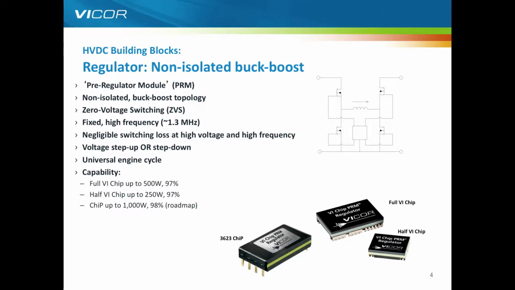So the first of the components today is a non-isolated buck-boost converter. So here we have an arrangement of 4 switches around a central inductor, and the pattern by which we turn those MOSFETs on and off takes power from one side of the device, the left-hand side, to the right-hand side, and we can adjust the voltage or regulate that voltage up, down, or keep it steady. So this is our non-isolated regulator.